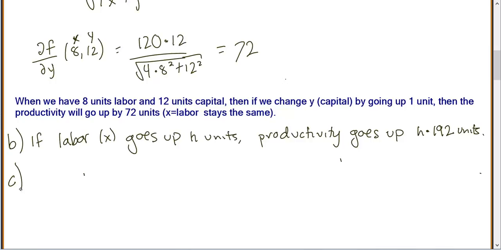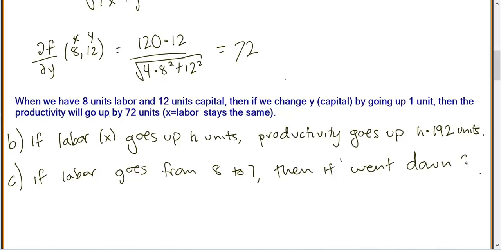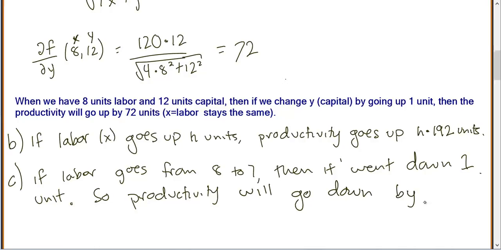Okay, so now in C, it's saying we want our labor to go down 1 unit actually. So if labor goes from 8 to 7, then it went down 1 unit. So productivity will go down by 192 units. So if it went down 1 unit, that means h was -1. And so our productivity will go up by -1 times 192 units, or negative 192, which means it really goes down.